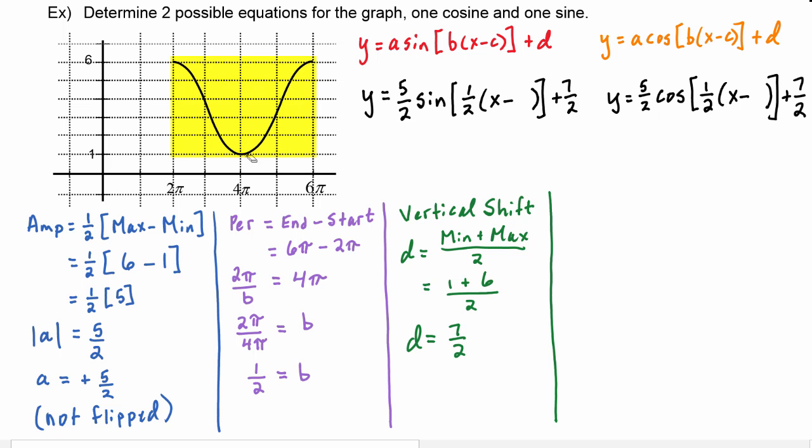Now this looks most like a cosine wave, so let's go ahead and find the phase shift for cosine first. We know that normally cosine would have its maximum over here on the y-axis, so this point would be over here, so that means that the graph must have shifted to the right by 2 pi.